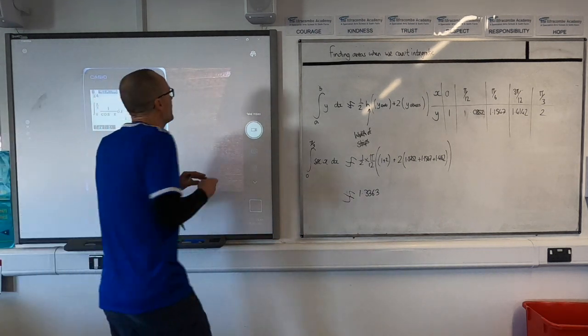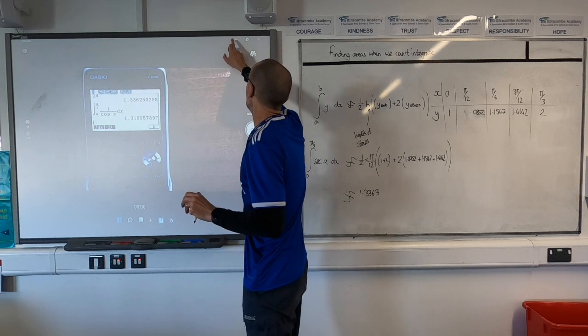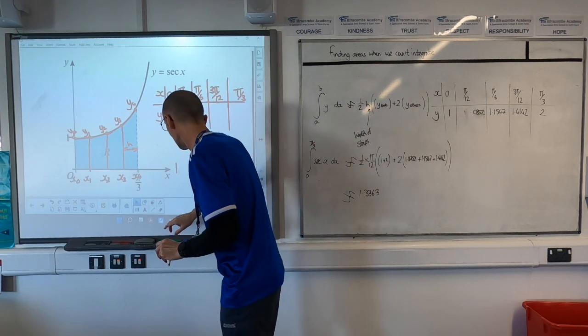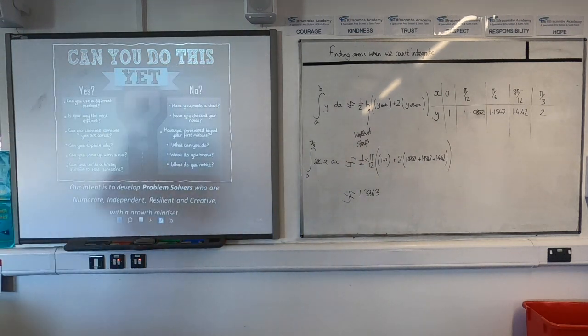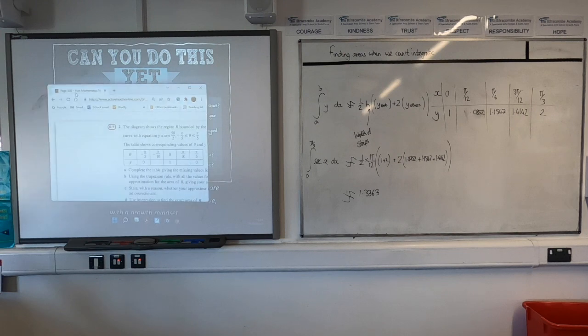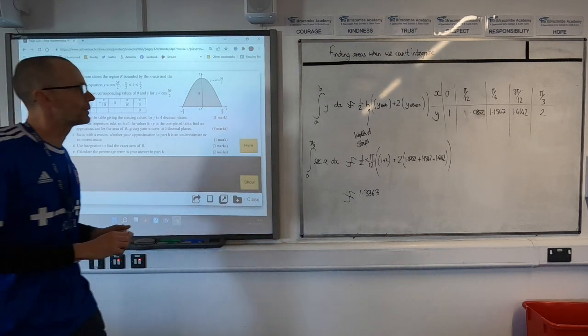So, let's have a look at another example where we're asked to use this process with a function that we actually already know how to integrate. So we are on page 320, question 2. This question here doesn't look very good on this. Page 320, question 2.